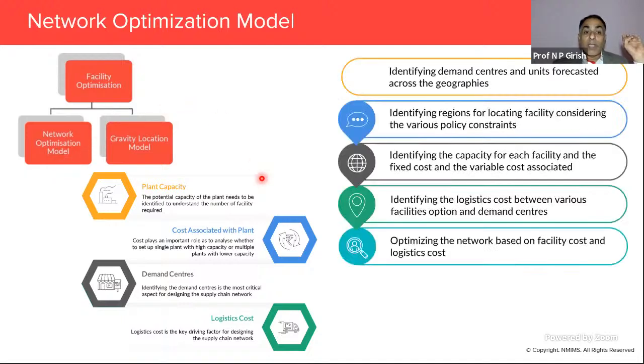Now, what are we talking about? First, we'll talk about the network optimization model. So what are the three components of a network? Three components of a network.